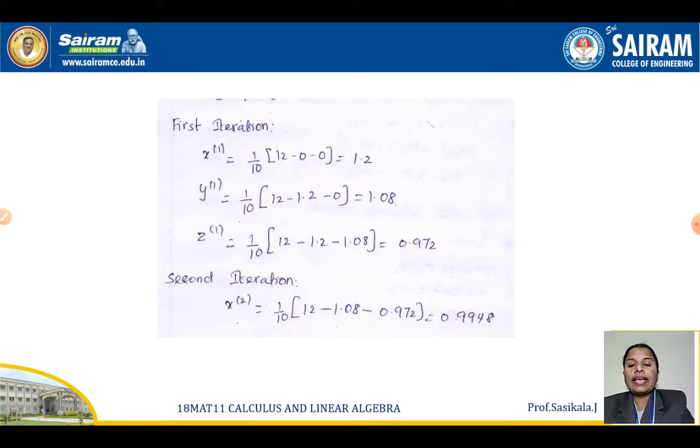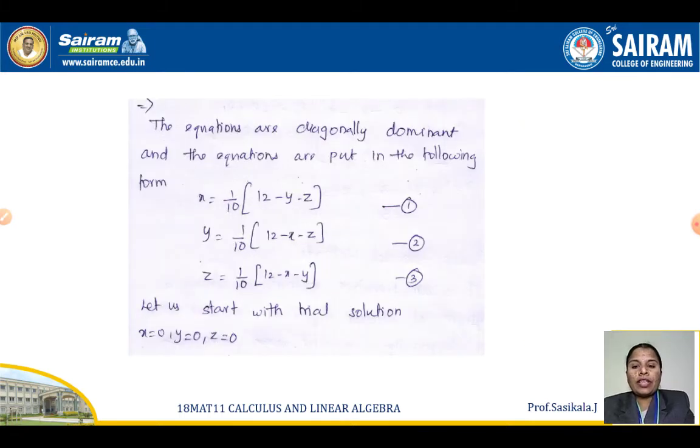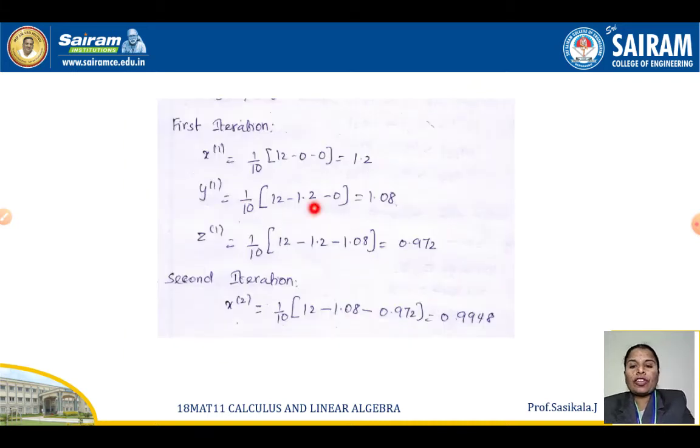What will I get? I get my x of 1 value. What is x of 1? 1 by 10 of (12 minus 0 minus 0). So the answer is 1.2. Okay. Now what you can do? The next equation is 12 minus x minus z. Now z is already 0, but for x we have the new value from the previous equation number 1, which is 1.2. That I am going to substitute. 1 by 10 of (12 minus 1.2 minus 0), which is 1.08.